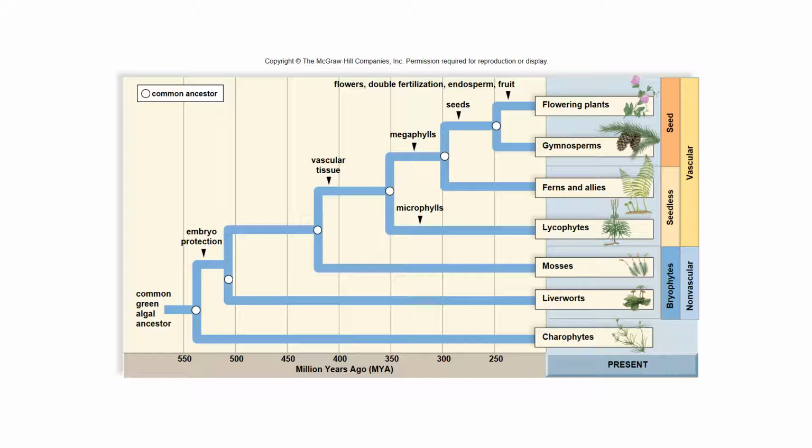Now, these are the big characteristics that distinguish the big plant groups, and these are the groups of plants themselves. You've got the very simplest, which are charophytes right here, and then you have liverworts and mosses, which are non-vascular, and then you move on up to lycophytes, and then ferns, and then seed producing, which are gymnosperms, and then fruit producing or flower producing, which are the flowering plants.